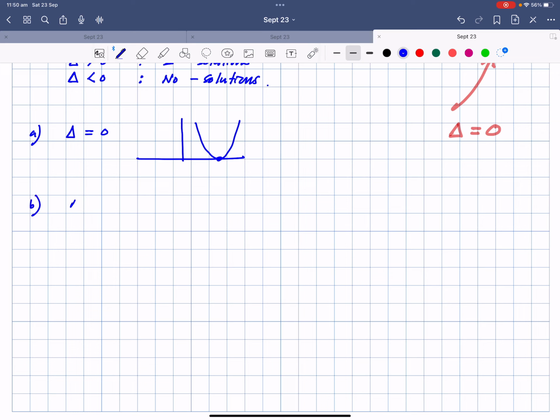Second, delta greater than 0. So you are expecting two solutions, right? So two solutions means two x-intercepts like this. You see a situation like that. Third one, delta less than 0. So you see a situation like this. You don't have any x-intercepts. So based on the delta value, the discriminant, you can find how many solutions or how many x-intercepts you're going to have.